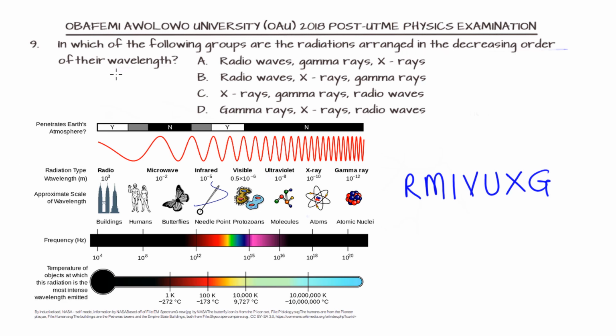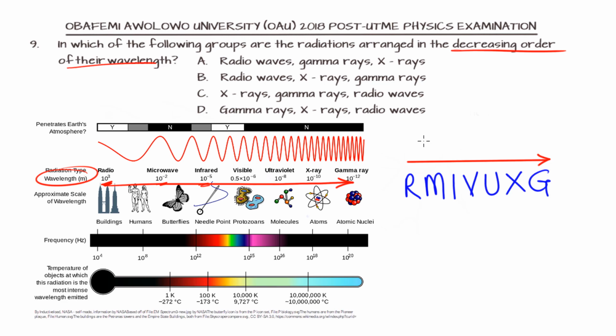So now we are talking about the decreasing order of their wavelengths. If you look at the wavelengths, we can see that for radio waves, we have 10 raised to power 3. For microwave, we have 10 raised to power minus 2, and that is a decrease. Infrared, 10 raised to power minus 5, and it's just decreasing by and by, just like that. So you can say that the radio waves have the highest wavelength, gamma rays have the lowest wavelength, and we are asked in decreasing order of their wavelength.